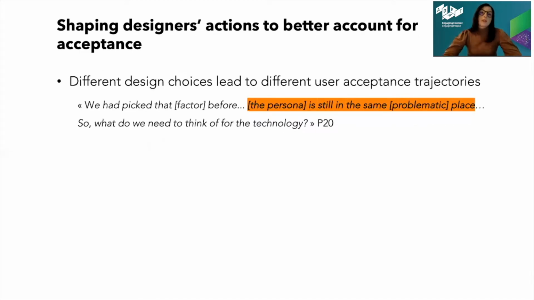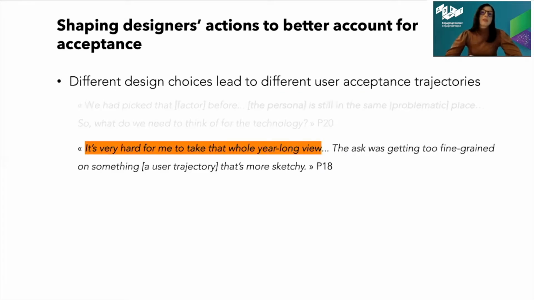Using the TAC Toolkit also helped shape designers' actions to better account for user acceptance in design. First, it helped them understand the impact their design choices have on user acceptance trajectories. During the workshop, P20 asked their group, "We had picked this factor before, and the persona is still in the same problematic place. So what do we need to think of for the technology?" Some designers, however, highlighted the difficulty of envisaging future user experiences.